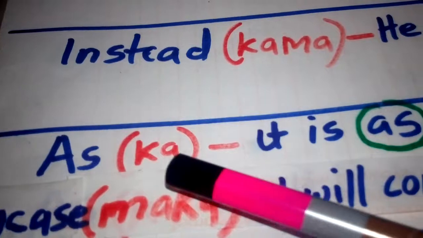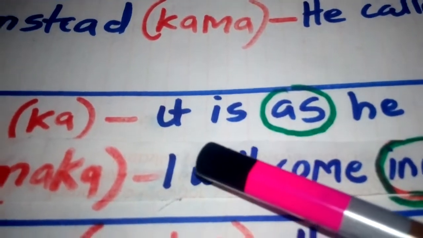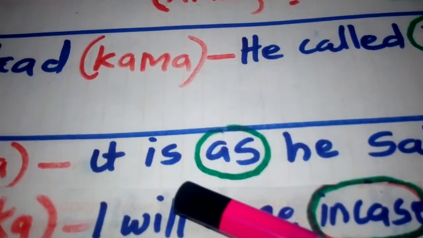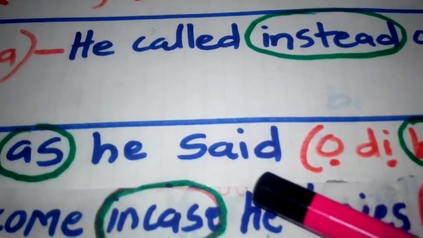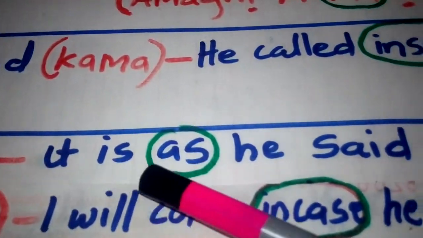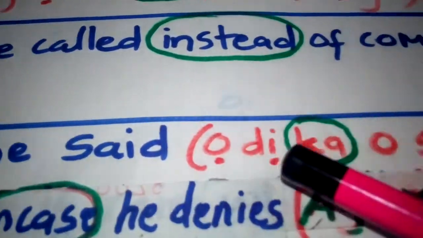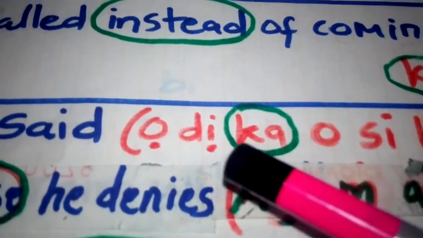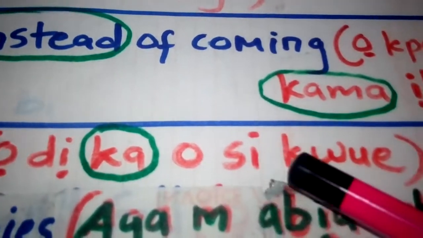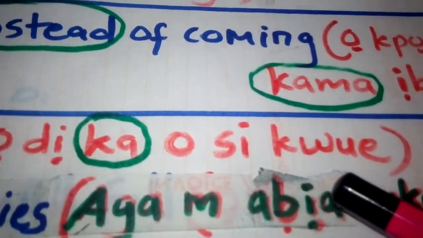As, ka. It is as he said. Ọ dị ka o si kwue.